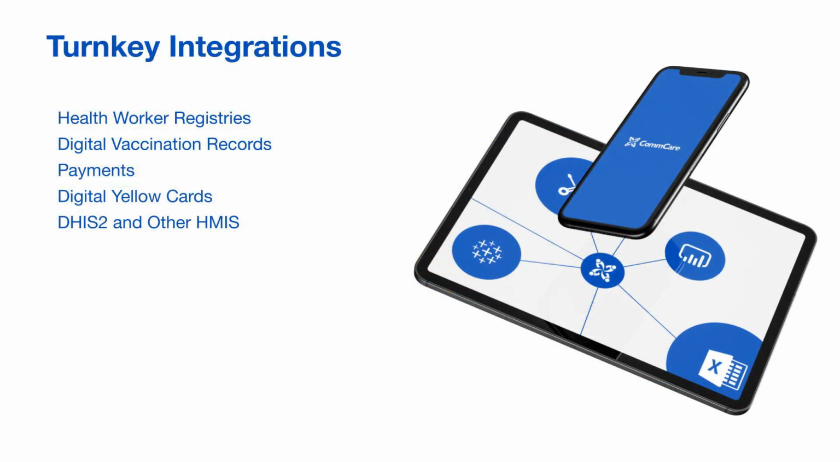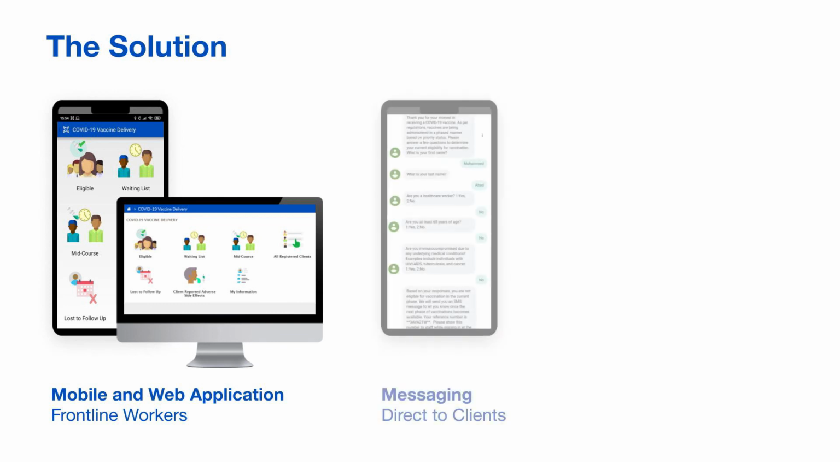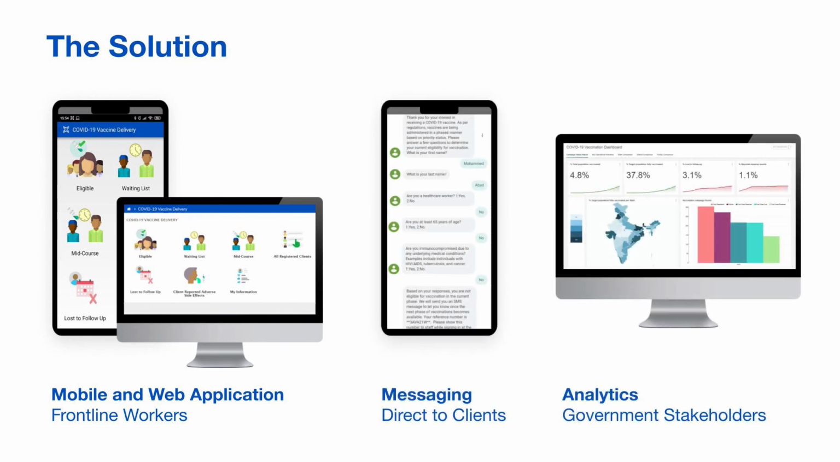Additionally, CommCare enables turnkey integration to digital solutions such as health worker registries, routine immunization registries, payments, biometric scanners, digital yellow cards, and health management information systems. In summary, we believe that this combination of an application to guide vaccine delivery and follow-up, direct-to-client messaging and analytics is required to meet the goals of equitable and efficient allocation of COVID-19 vaccines.